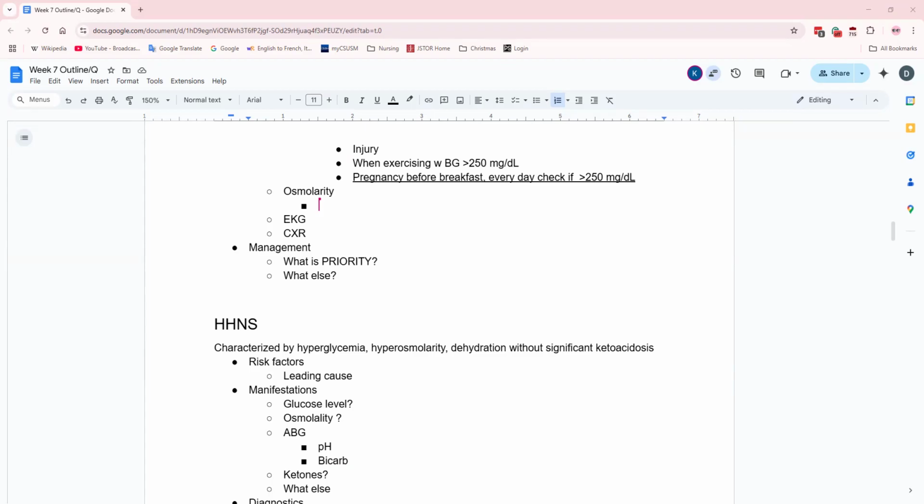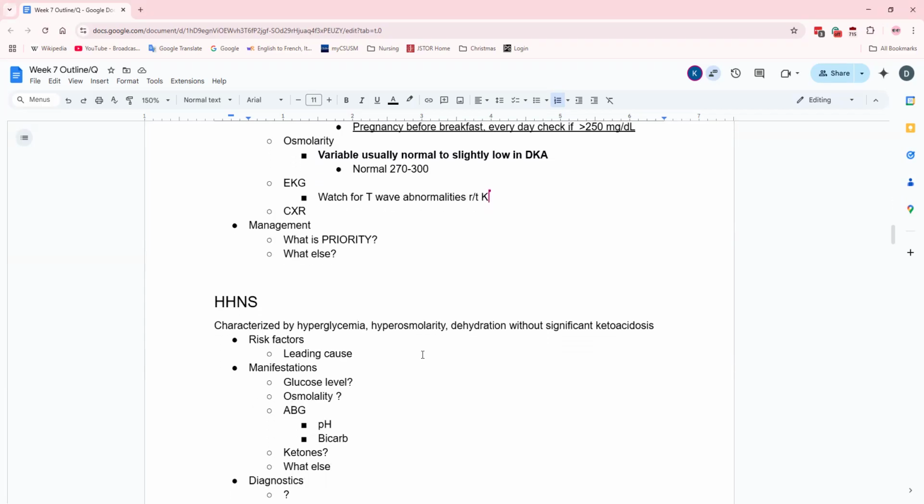Why would I want an EKG on this person? Why would I want them on telemetry? Because the electrolytes are going to... Yes. So we're looking for any T-wave abnormalities related to potassium imbalances, mainly potassium. I mean, there are other things that could affect EKG and heart stability, but for this one, mainly potassium is going to be your main player because it's so variable.